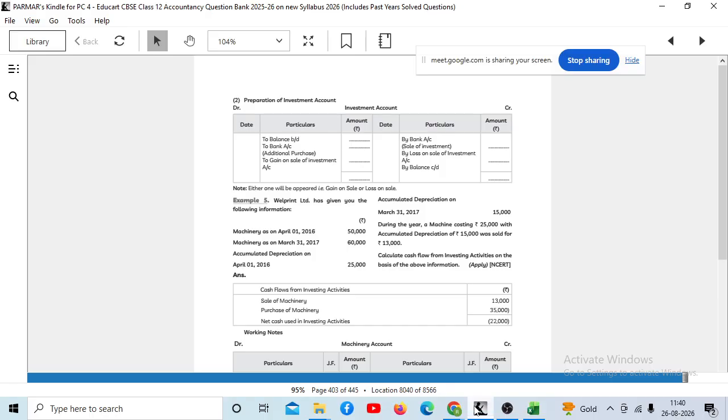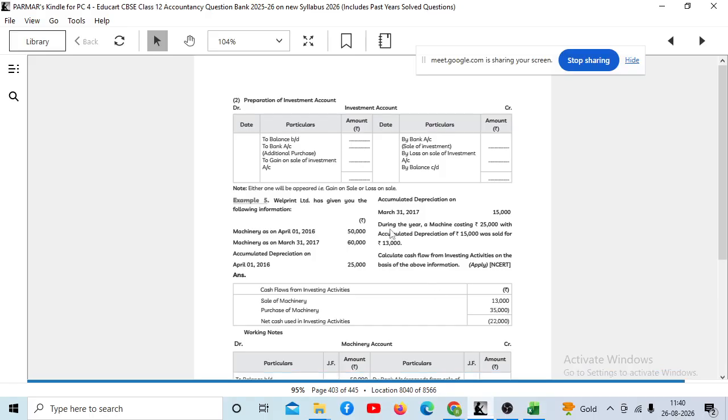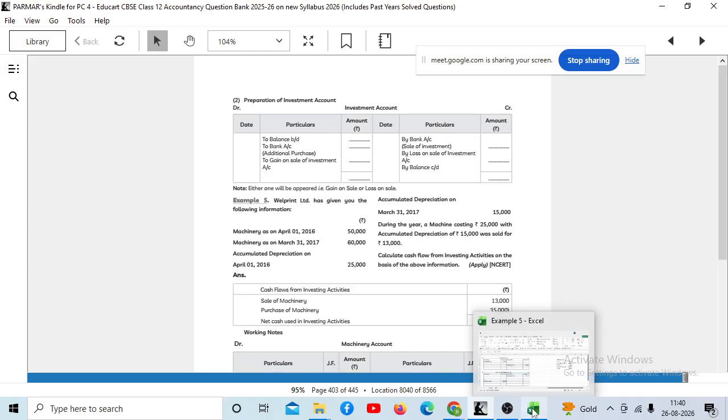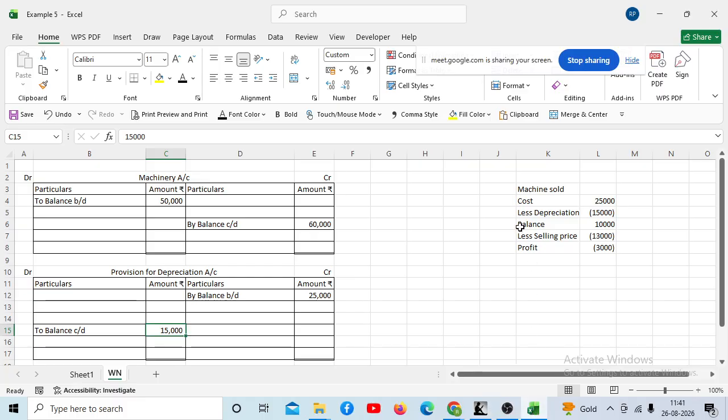Okay. Now see what they are telling over here. During the year, a machine costing rupees 25,000 with accumulated depreciation of 15,000 was sold for 13,000. So we will prepare one note for that. That is called a working note. You prepare it below this account. Give the heading as machine sold.